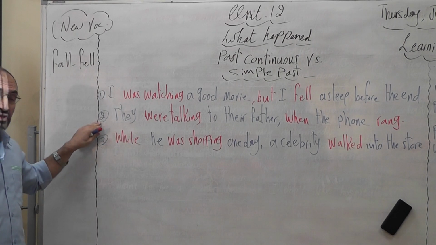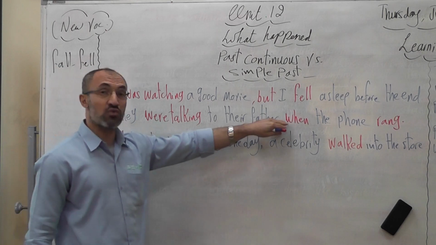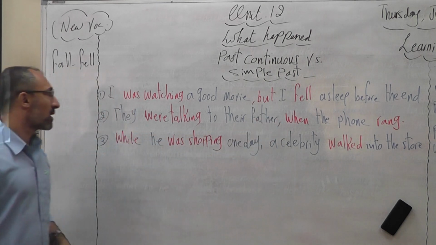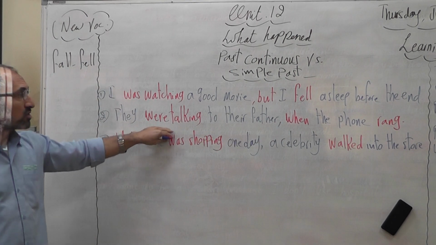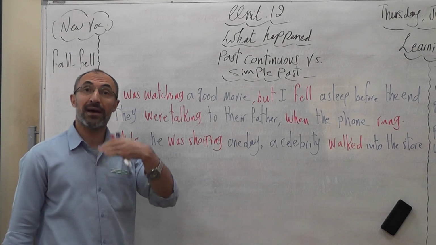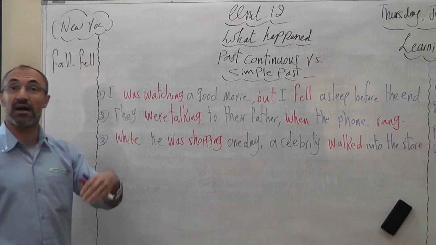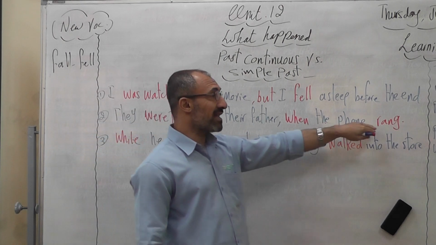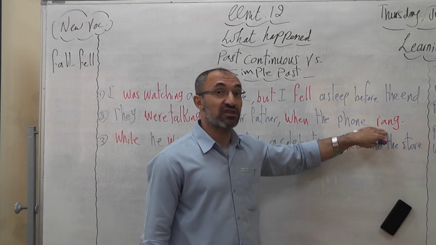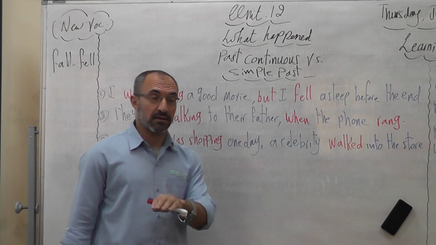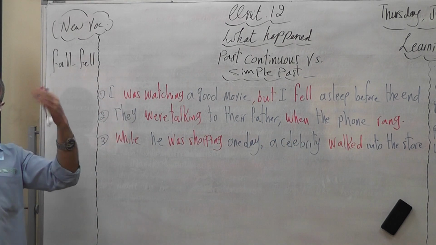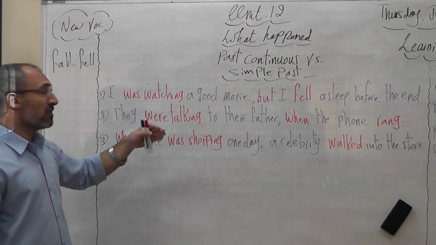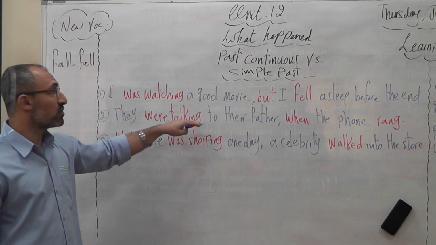Sentence number 2 has the conjunction when. They were talking to their father. So this is our past continuous action, something that was going on, which is talking. Then came that action in the simple past tense, which is rang, the past of ring. So, what were they doing yesterday? They were talking. They were talking to someone, to their father.